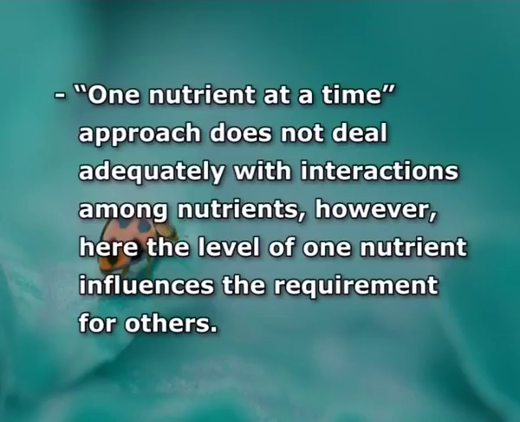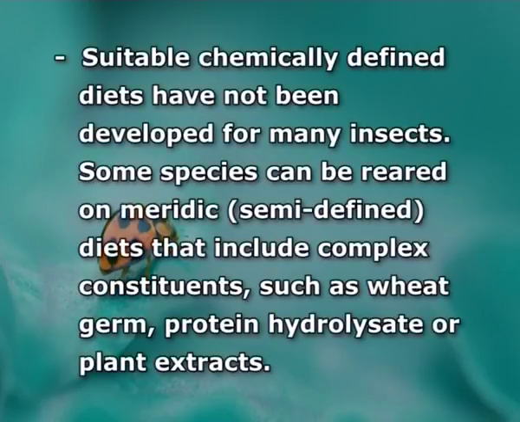Because the composition of chemically defined diets is known and can be manipulated, it is possible to determine whether a nutrient is required in the diet and across what range of levels. Such a one-nutrient-at-a-time approach does not deal adequately with interactions among nutrients, where the level of one nutrient influences the requirement for others. Suitable chemically defined diets have not been developed for many insects.